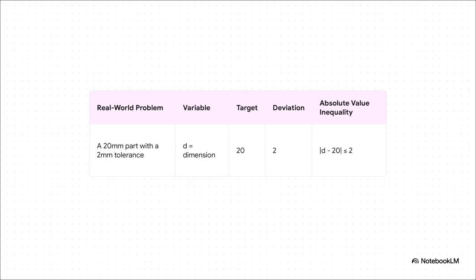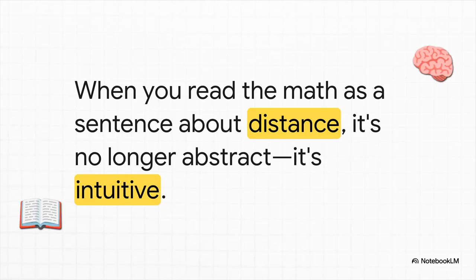Now look at that inequality. It's saying the distance between the actual dimension, d, and the target, 20, must be less than or equal to the allowed error, 2. It's a close to problem, a sandwich problem. And that's exactly why thinking in terms of distance is so incredibly powerful.